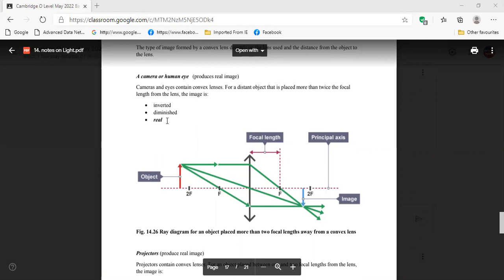What is real you have the idea. No problem. Sir, inverted is upside down. Yeah, inverted means upside down. Second one, diminished. Diminished means smaller than the object. Image size is smaller than the object size. I am writing here: diminished means, in bracket you write, image size is smaller than the object size.